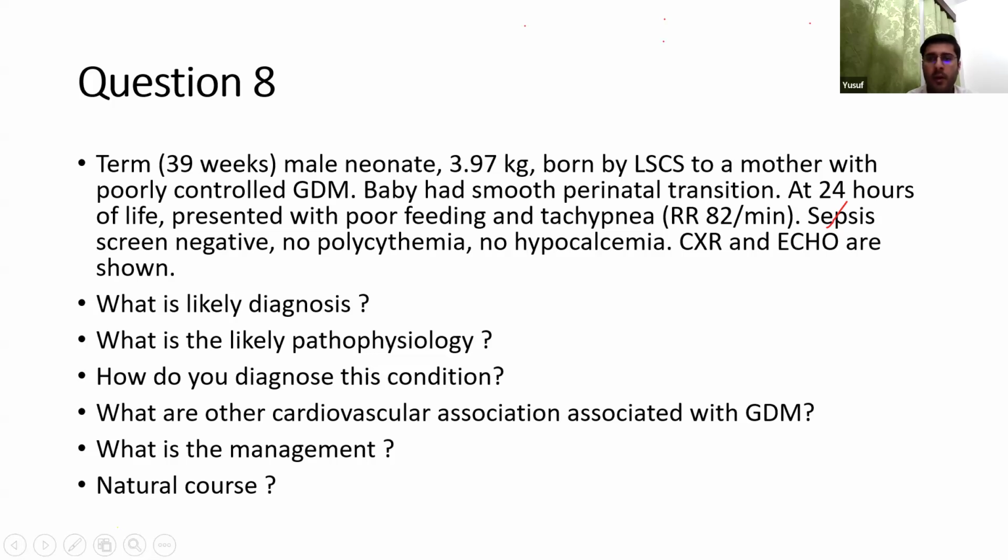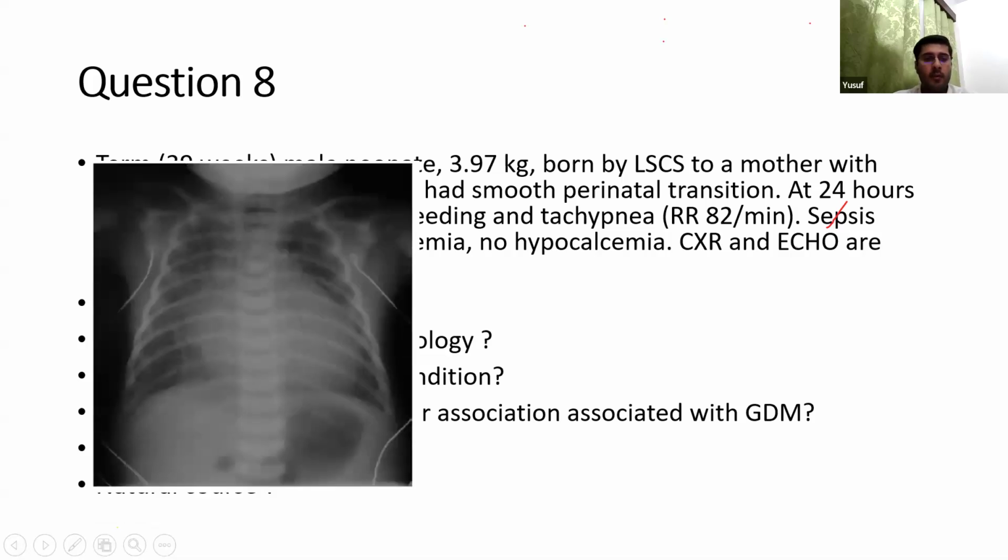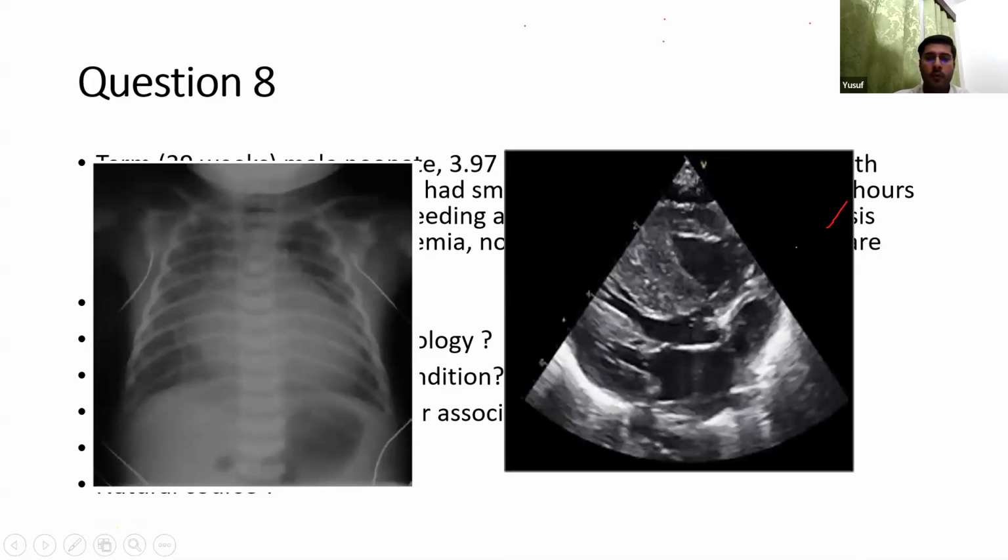There was no hypocalcemia. So since the baby was having tachypnea and poor feeding, we went ahead and did a chest X-ray and echo in this baby. So let's see what this chest X-ray and echo show. Can anybody tell what is this condition that we are dealing with? We already discussed this. This is cardiomegaly with increased pulmonary blood flow.